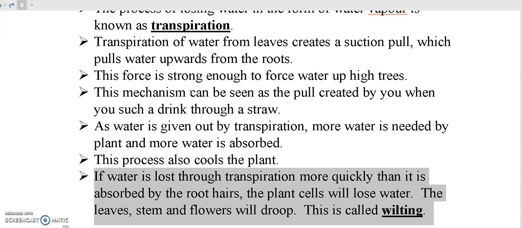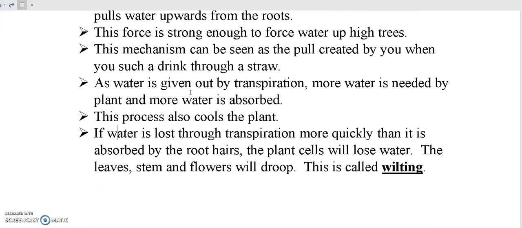Now, if water is lost through transpiration more quickly, then what happens? What happens if the water keeps on going out through transpiration and the plant is not getting enough water? Then naturally, the plant cells will lose water. And when they lose water, the leaves, stem, and flowers will droop. They will not bloom properly. They will not grow properly. And this process is called wilting. When plant cells lose water and the leaves, stem, and flowers droop, this is called wilting.